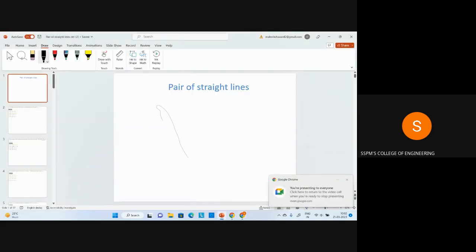So today we will go through the chapter of pair of straight lines. We will first see some basics of it, and then we will try to solve some questions. So what is a straight line? A simple equation of a straight line is given by y is equal to mx, where m is the slope.